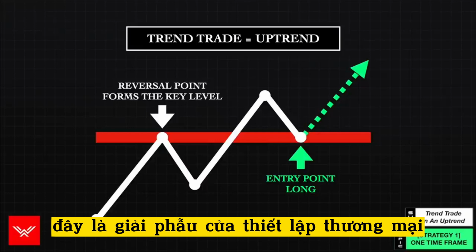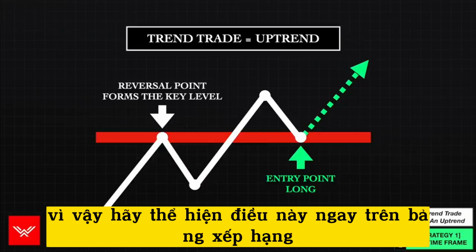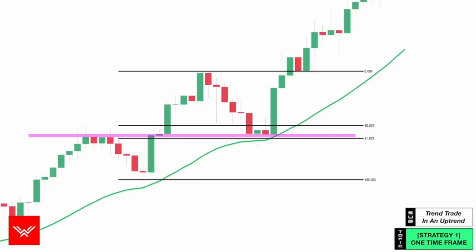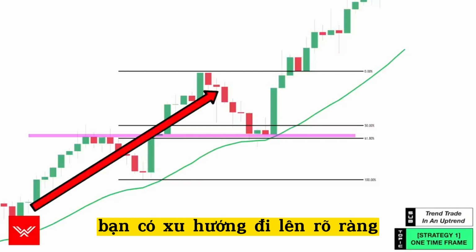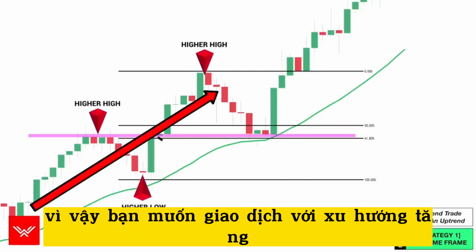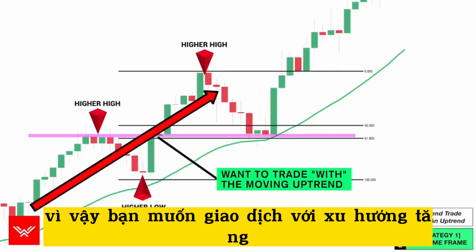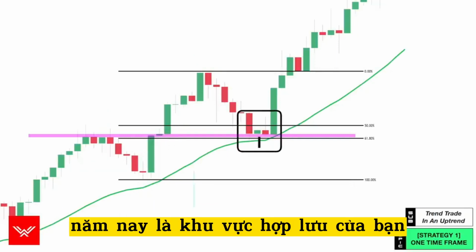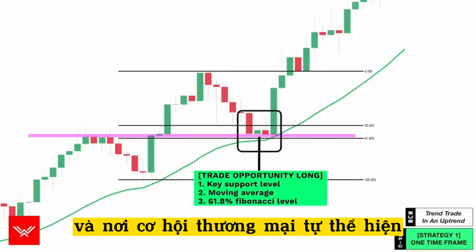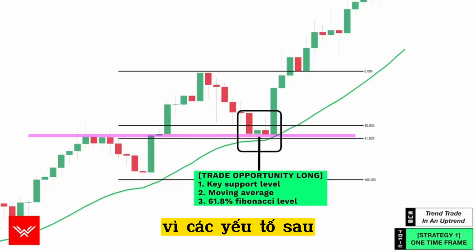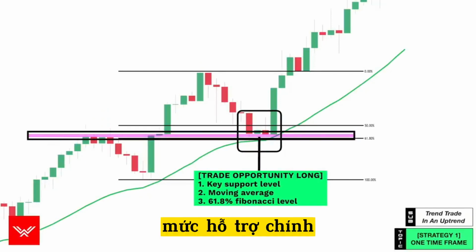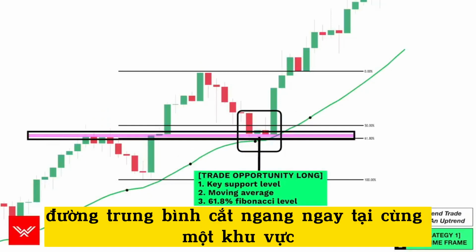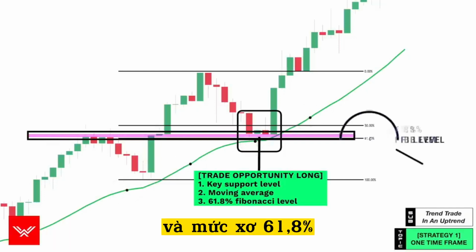Here is the anatomy of the trade setup. So, let's show this right on the charts. You have your clear moving uptrend through the higher highs and higher lows. So you want to trade with the moving uptrend. This here was your area of confluence and where the trade opportunity presented itself because of the following factors. Key support level, the moving average that crossed right at the same area, and the 61.8% fib level.